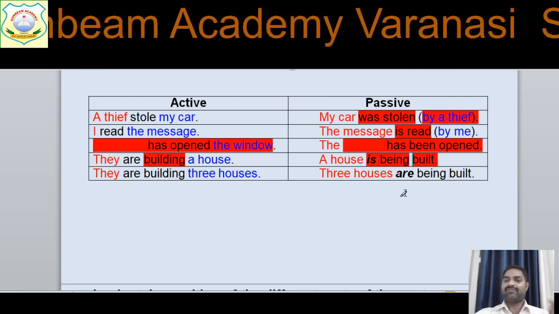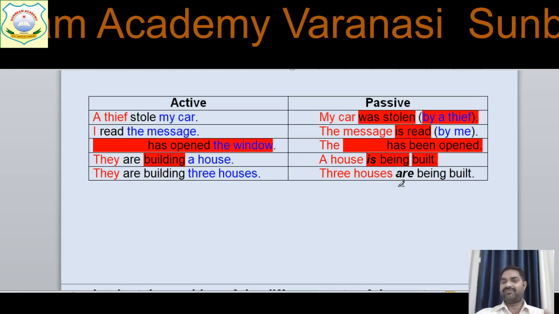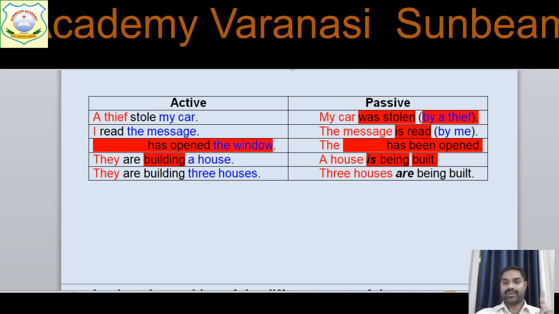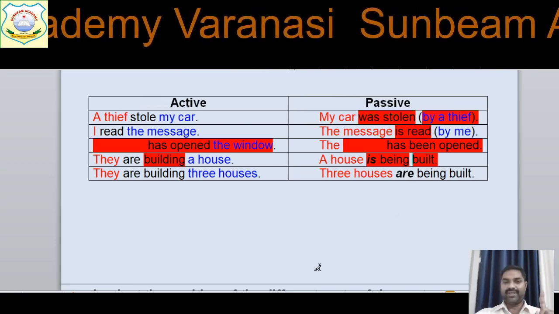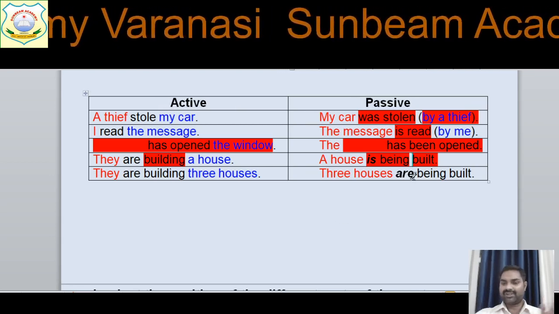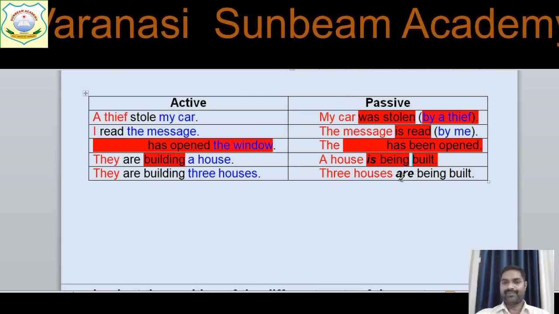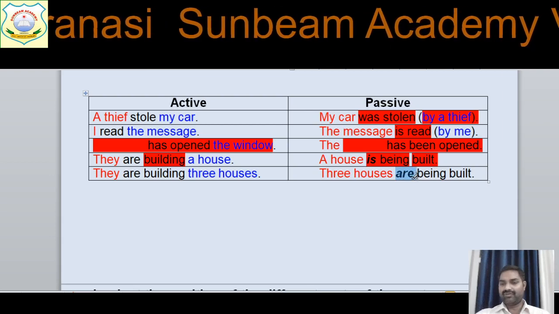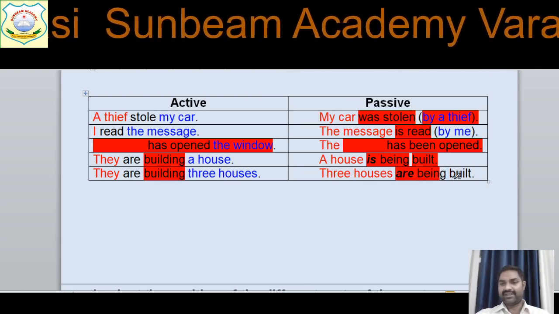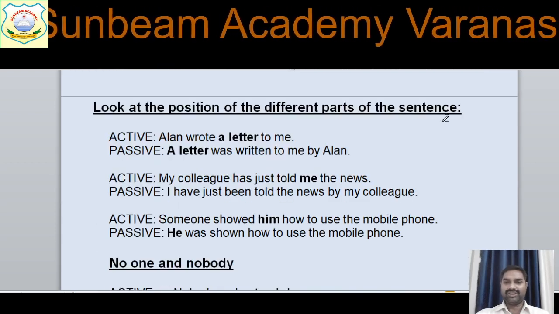So learn this: whenever you are making a sentence in passive voice, you will always use the main verb in third form. Okay, children, the main verb should always be in third form, and it will always be used there in passive voice. Here again you are using a helping verb, and the verb being is used because this is a continuous sentence, and then the main verb built is in third form.